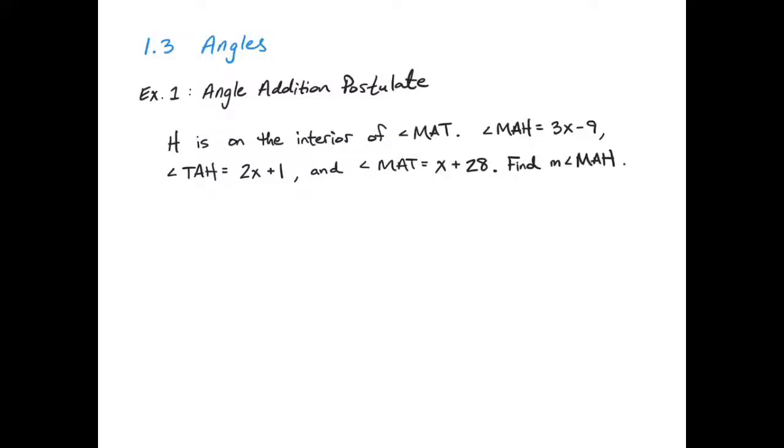This example begins by telling us that H is on the interior of angle MAT. So I'll begin by drawing angle MAT. Angle MAT is an angle that has a vertex of A, and M and T are points on the sides. And it says that H is on the interior. So I'll put a point H somewhere on the interior of that angle.